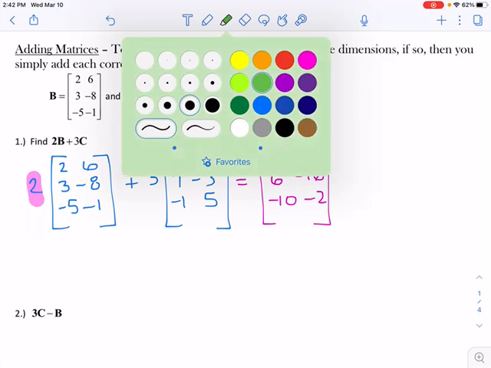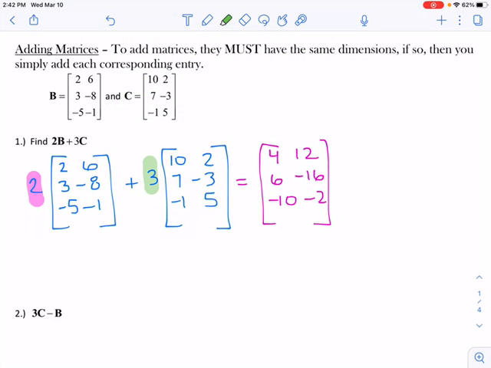Then I want to multiply my second matrix here by 3. So in the top row, multiply the 10 and 2 by 3. 3 times 10 is 30, and 3 times 2 is 6. Do the same thing for the middle row. 3 times 7 is 21, and 3 times -3 is -9. And then once again for the bottom row, 3 times -1 is -3, and 3 times 5 is 15.